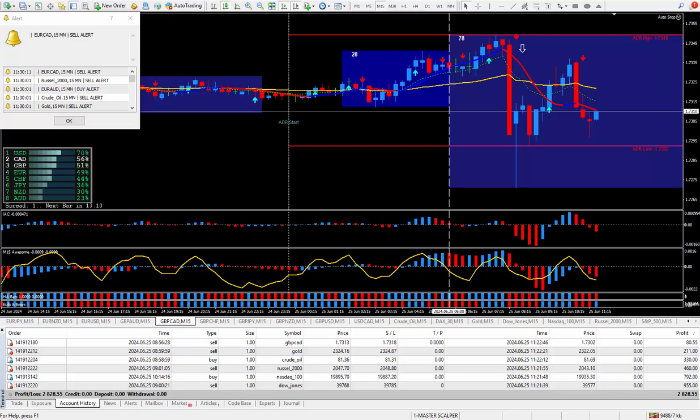Today's date is June the 25th and I'm using my Master Scalper trading system. The Master Scalper is this moving average that changes from blue to red. And this system also has the arrows. They're called the super signal indicator. You'll get an audio sound and this pop-up box suggesting either to buy or sell.